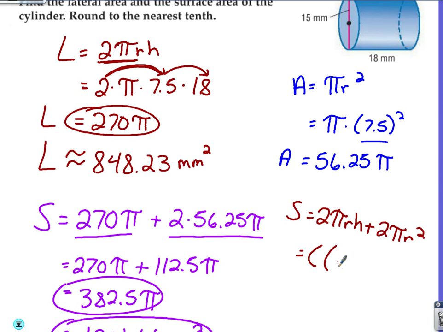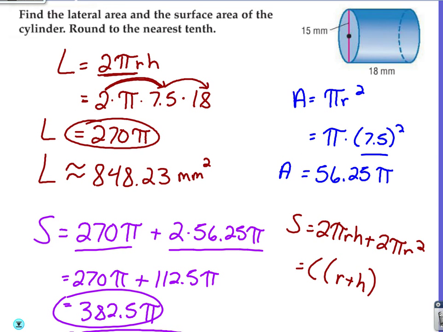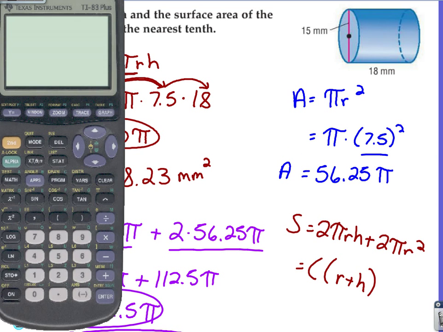Circumference times, was it R plus H? Right. How do you find circumference? Pi times diameter. Circumference is equal to pi times diameter. So diameter is 15. So 15 pi times, what's R? Plus H.